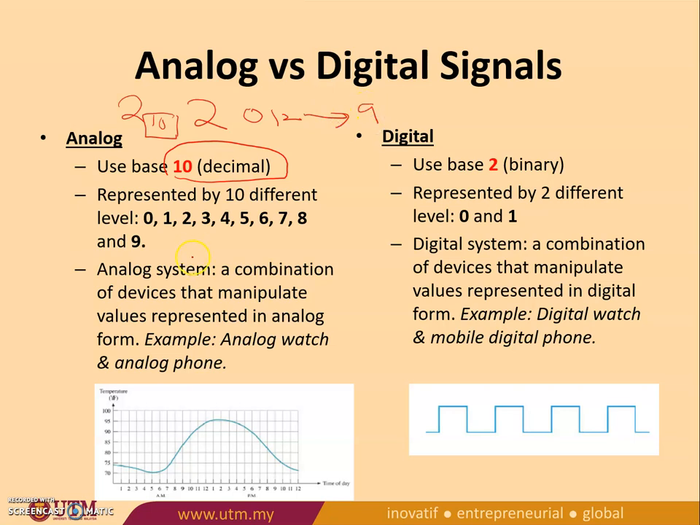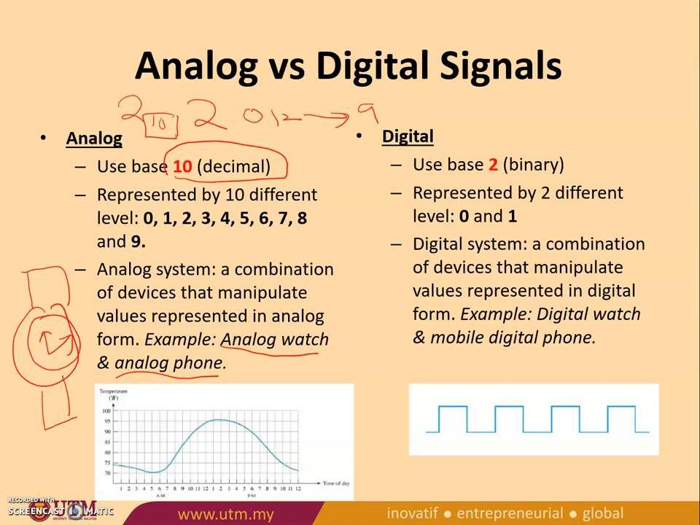An analog system is a combination of devices that manipulate values represented in analog form. For example, you have an analog watch and an analog phone. The analog watch is the one that we use with hands. So this represents the analog watch.